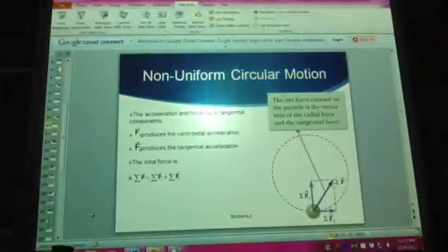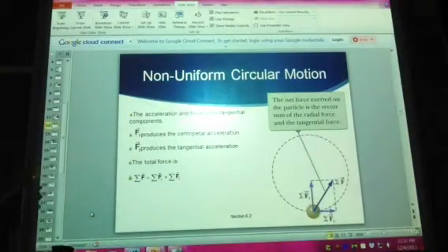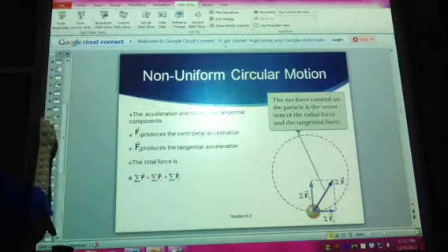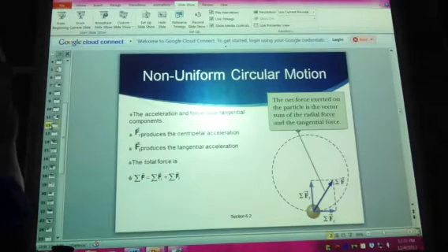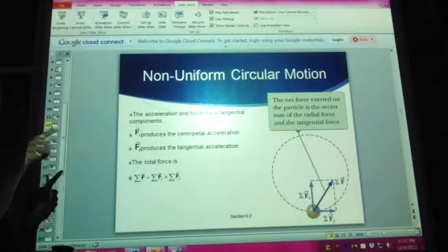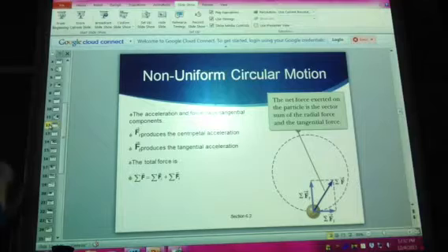Hi guys! So we ended at the Ferris wheel problem yesterday. I want to continue and move on with the non-uniform circular motion part. This is beginning section 6.2, and our goal is to get completely through section 6.2 in this video, so that we can focus on 6.3, 6.4. We may also get all the way through 6.3. I'm not sure. We'll see how this goes.